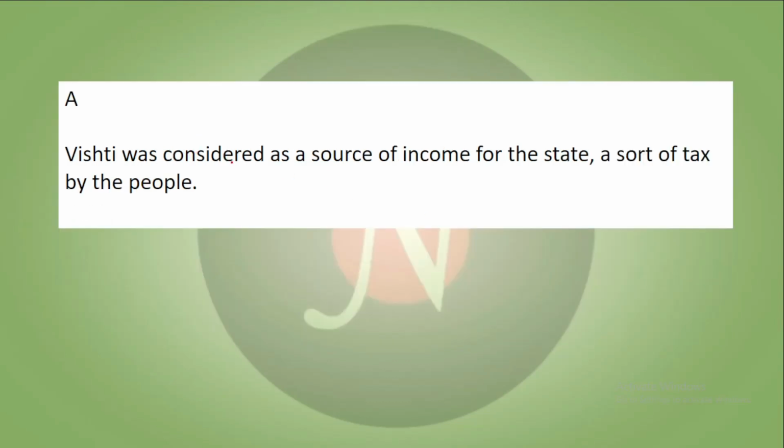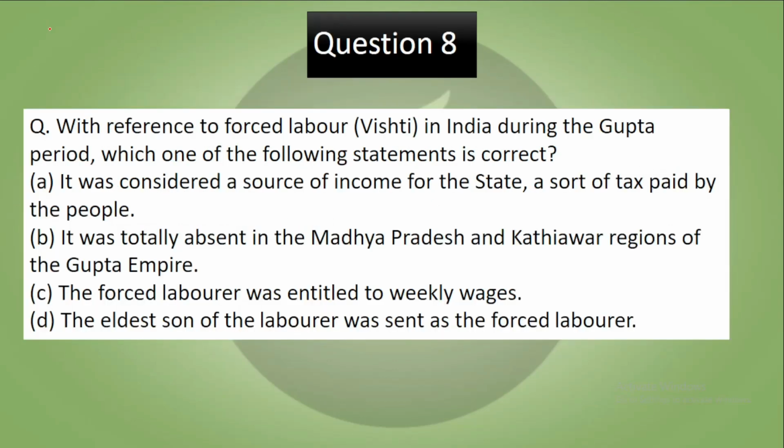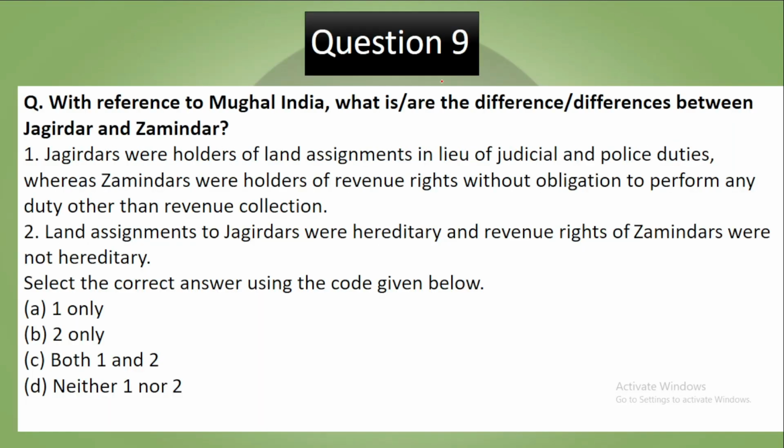Now let's see the answer. Your answer is A. Vishti was considered a source of income for the state, which is a sort of tax paid by the people. Which is A. Vishti, Bhaga and others were taxes in the Gupta empire.